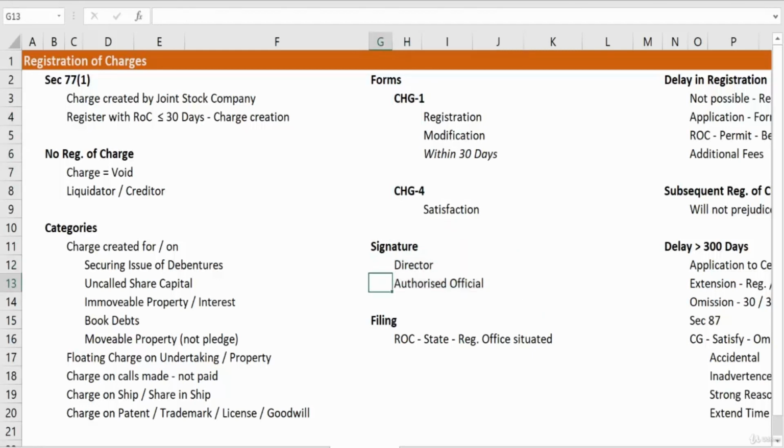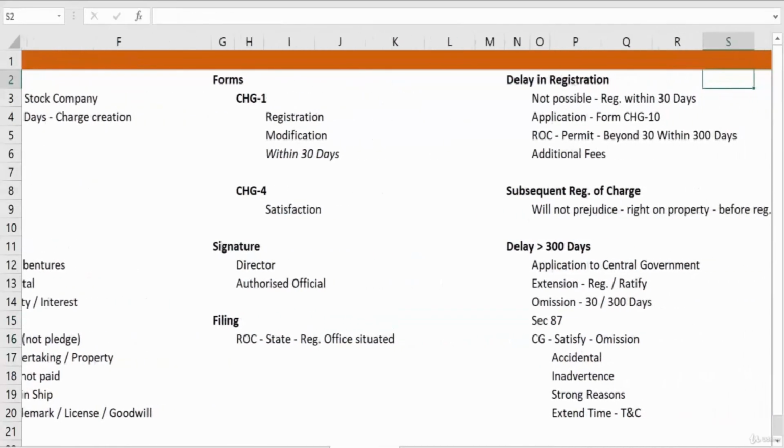If you go through section 77 of Companies Act, it says the charge should be filed with the Registrar of Companies of the state where the registered office of the company is situated. Branches can be in different places, the administrative office can be in a different place, but the charge should be filed with the ROC of the state where the registered office of the company is situated, and this should happen within 30 days of the creation of charge.